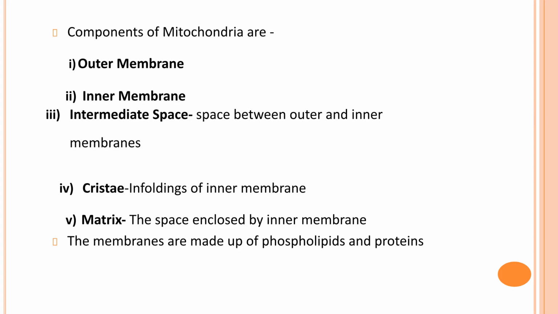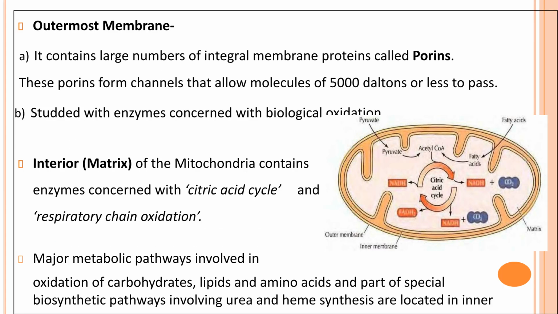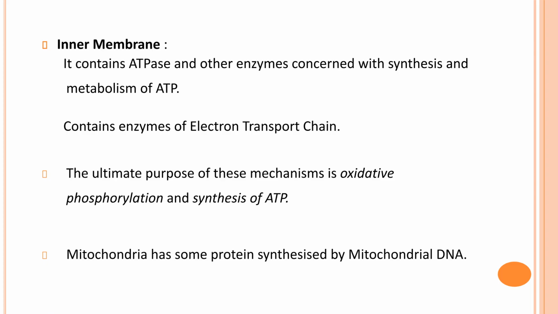The interior matrix contains enzymes for the citric acid cycle and respiratory chain oxidation, involved in the oxidation of carbohydrates, lipids, and amino acids. The inner membrane contains ATPase and other enzymes for ATP synthesis, along with enzymes of the electron transport chain. These mechanisms enable oxidative phosphorylation and ATP synthesis. Mitochondria function as power-generating units, maintain calcium ion concentration, facilitate energy transduction through respiration, and are responsible for thermogenesis.